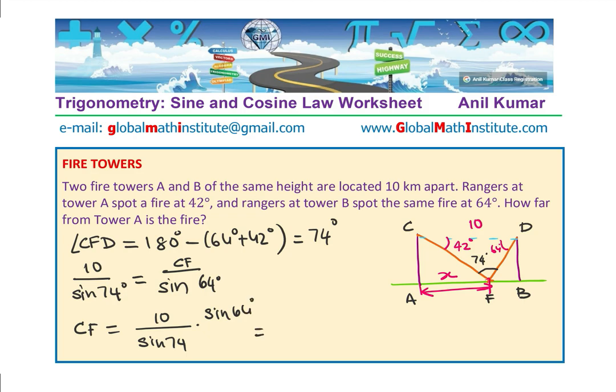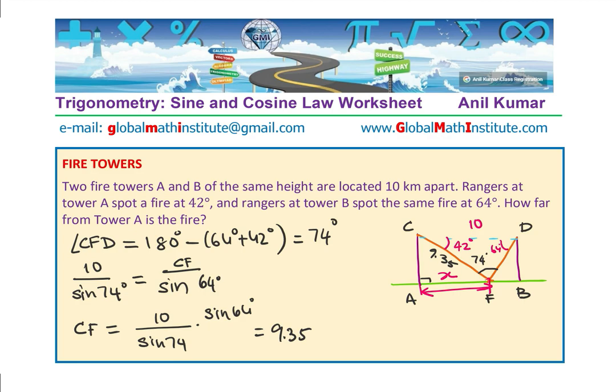How much is that? So 10 times sine of 64 degrees, and then we are going to divide this by sine of 74 degrees, 9.35. So we get this side as 9.35. So actually this is the line of sight distance from top to the fire. Sometimes that is asked, right? Okay. Well, we need to find x, which is from A to F.